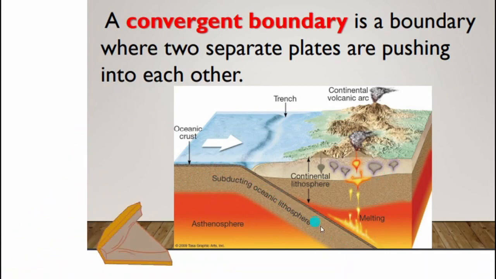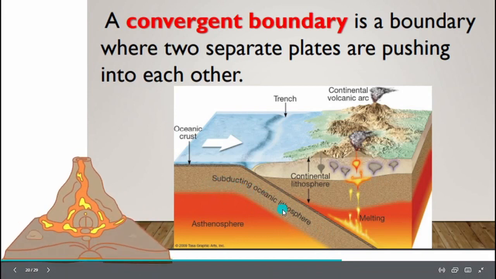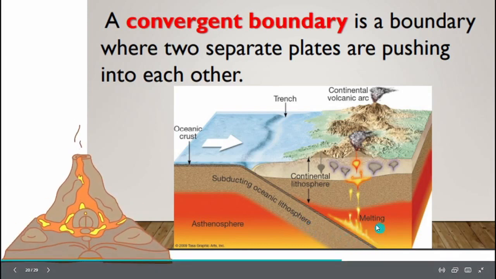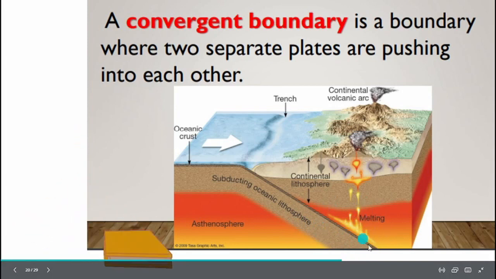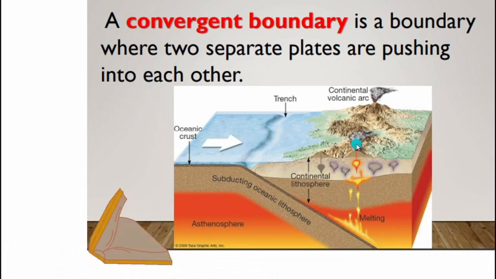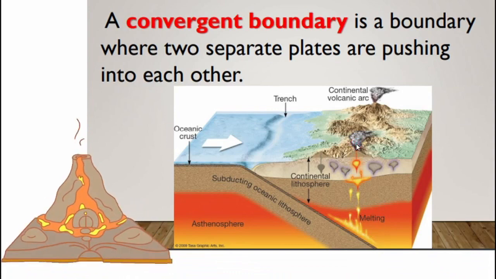And as it goes down, or as subduction occurs, the rocks, the soil, the materials from the oceanic crust will be melted, and this will create pressure that causes the material from the mantle to rise up and form a volcanic arc or volcanoes in the future.